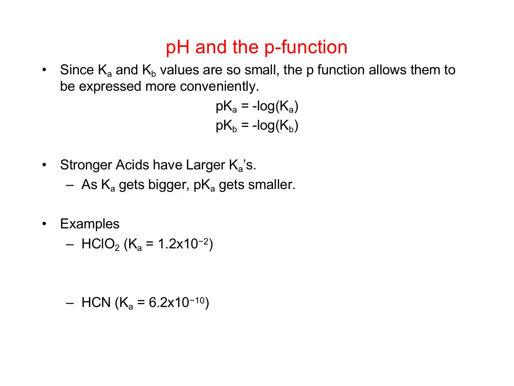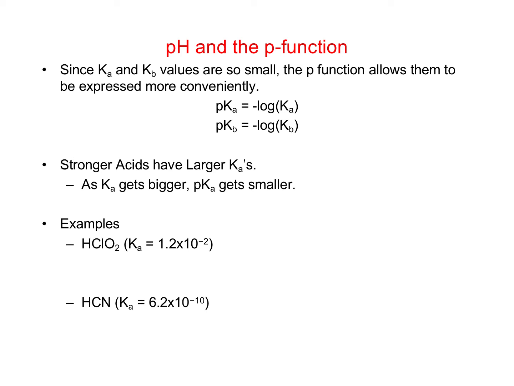Okay, so we've talked about P functions before when we talked about pH and pOH, and the P function just said take the negative log of something. Because Ka's, and as we'll talk about a little bit later, Kb's, the base dissociation constants, are often very small, it's often more convenient to report them as pKa's and pKb's. The pKa is just the negative log of the Ka. The pKb is just the negative log of the Kb.